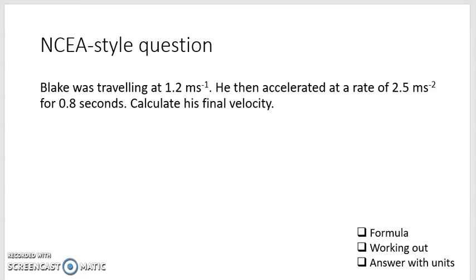Alright, so for this question, Blake was travelling at 1.2 meters per second. He then accelerated at a rate of 2.5 meters per second for 0.8 seconds, and we need to calculate his final velocity. So we've been given his initial velocity. We're going to calculate his change in velocity and then use that to work out his final velocity.